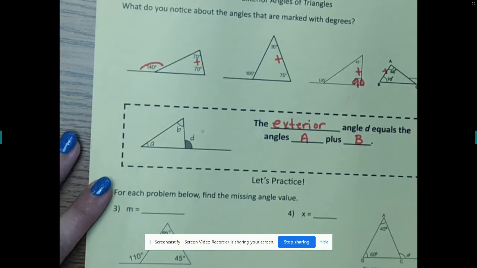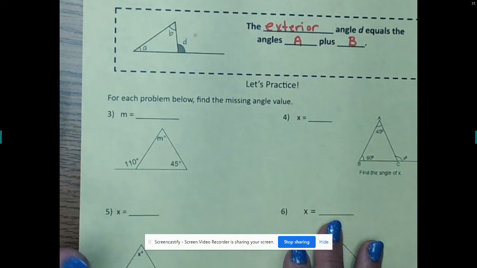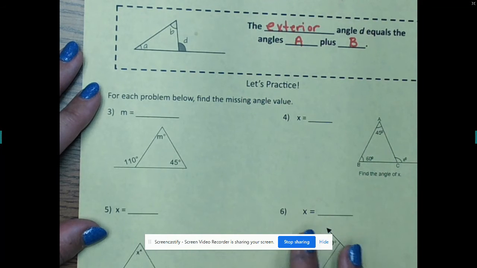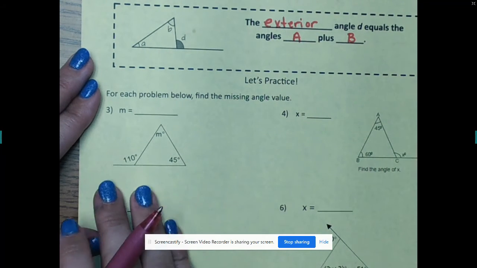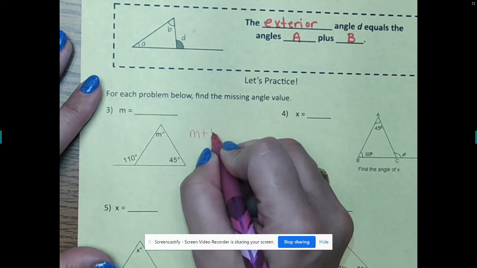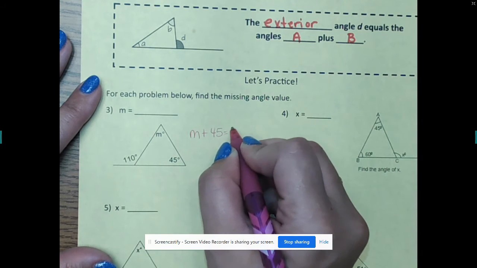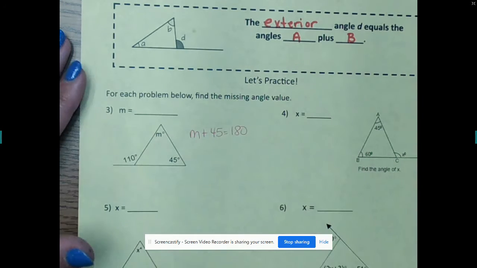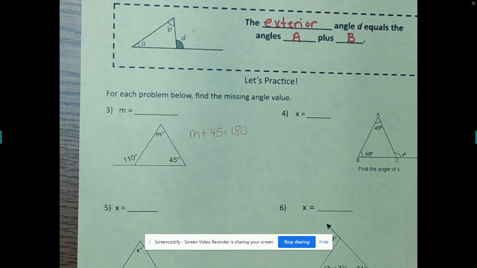Okay, so very, very basic. We're going to start off. Not a lot of letters. Okay, which two angles do I add together to equal 110? Okay, some of you are telling me I can subtract, but I need you to be writing your algebra equations, and then yes, you can subtract.